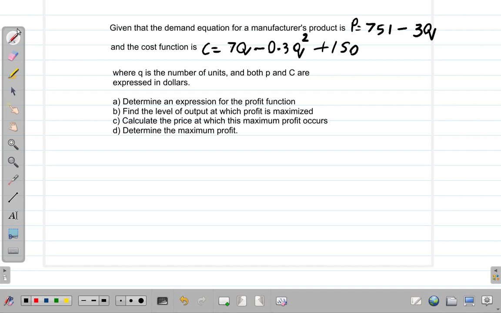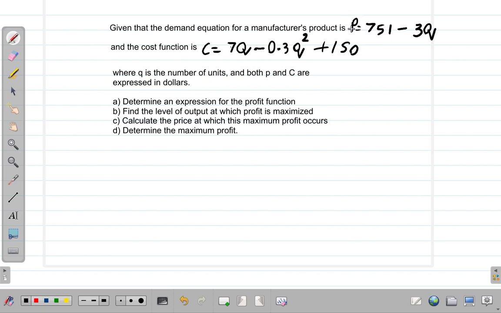Let's look at this example question. This would fall under the topic marginal analysis in calculus. It says, given that the demand equation for a manufacturer's product is P equals 751 minus 3Q, and the cost function is C equals 7Q minus 0.3Q squared plus 150, where Q is the number of units, Q as in quantity, and both P and C are expressed in dollars.